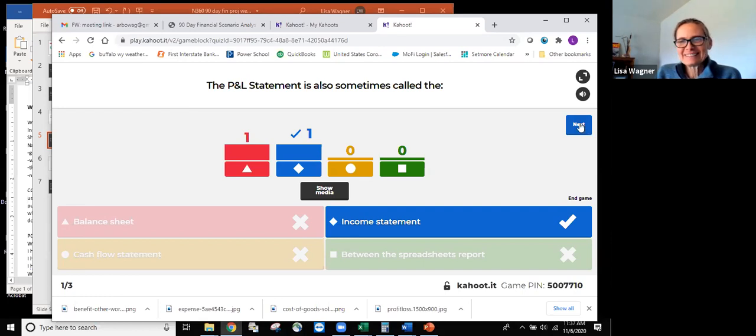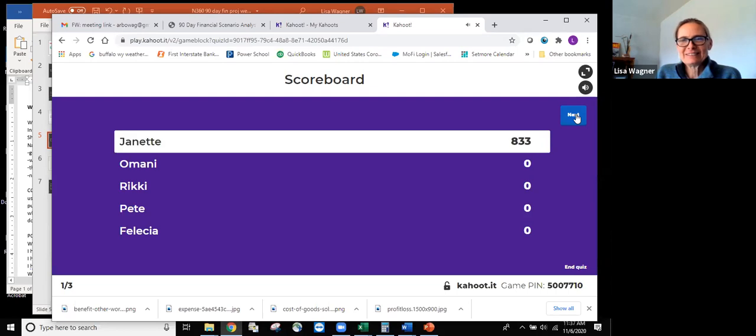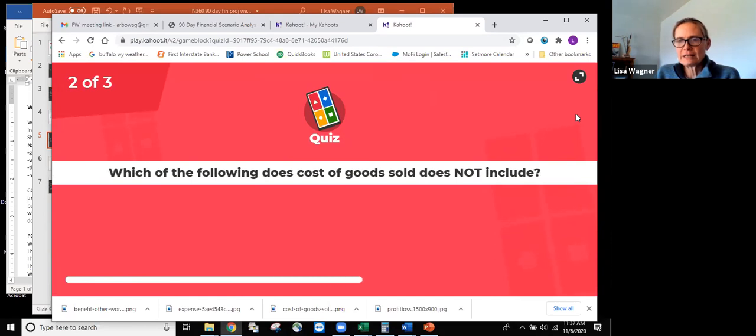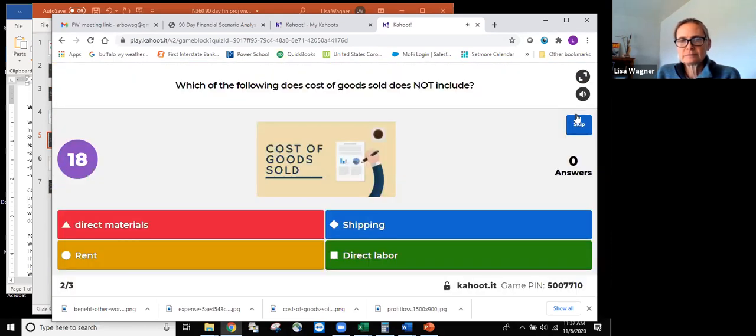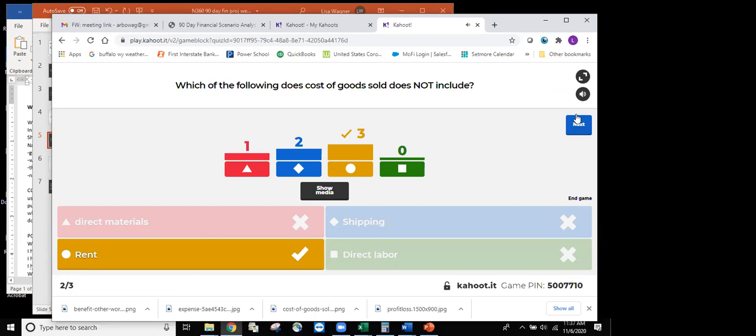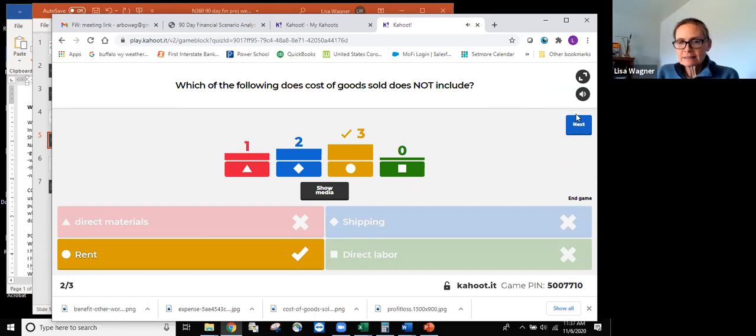Okay, you guys ready? Here we go. Also, how fast you answer is how you end up on top or not. So here's the next one. Read my screen if you can't see it on yours. Which of the following does cost of goods sold not include? Direct labor. Okay, so, right, it does not include rent, direct materials, shipping, and labor.